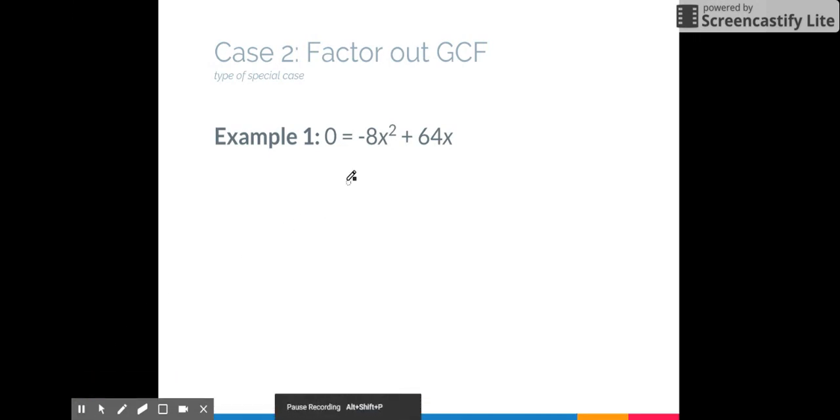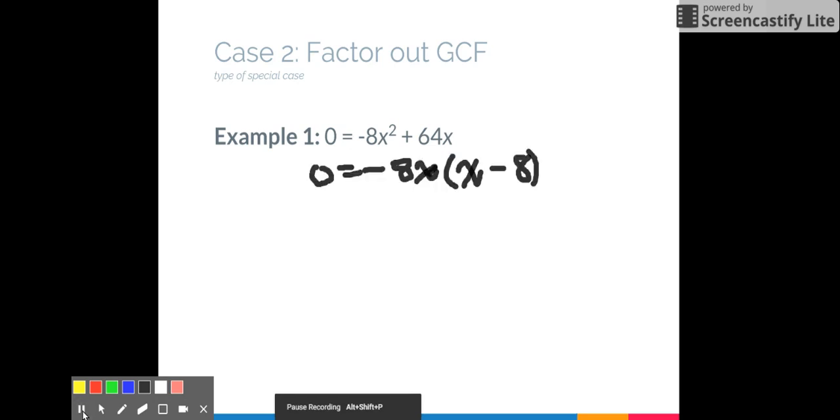So in this case, I say that I could factor out a negative 8x. So after factoring out a negative 8x, I'm left with x minus 8. And again, I want to do a quick mental distribution to make sure I did it correctly. So if I do negative 8x times x, I get negative 8x squared, and negative 8x times negative 8 gives me 64x. So I know I did that correctly. And then that's all there is. You already have it in factored form.